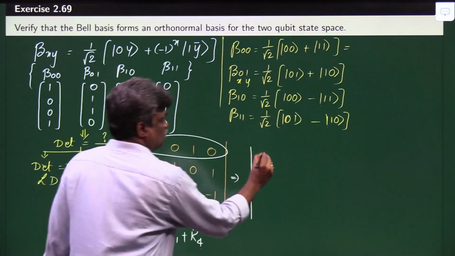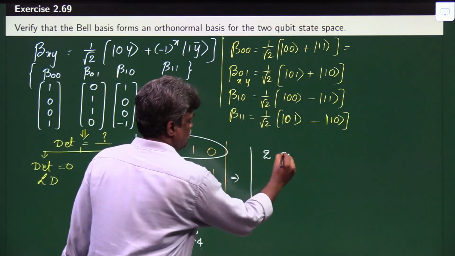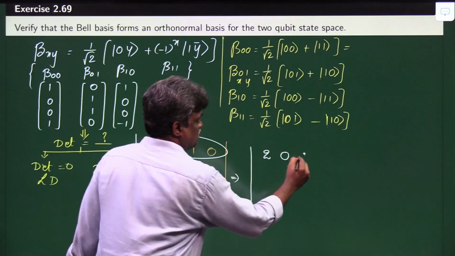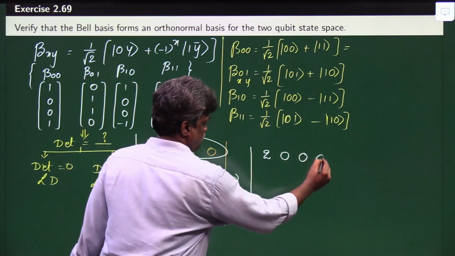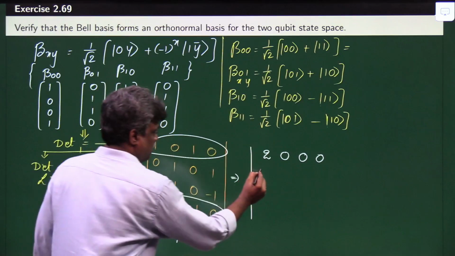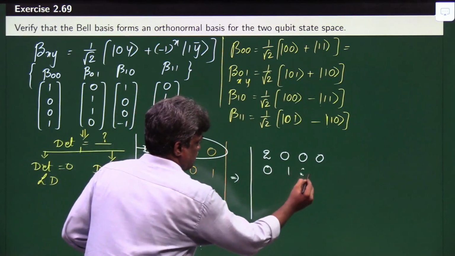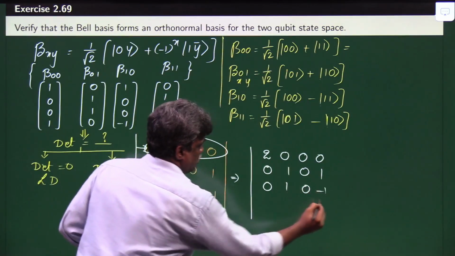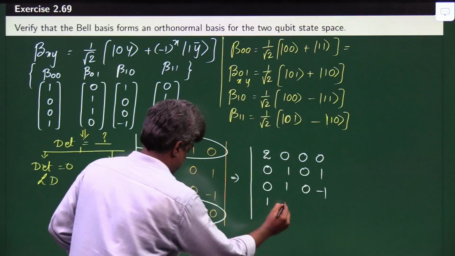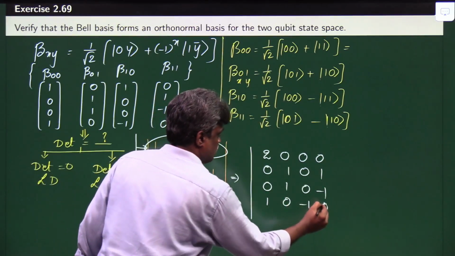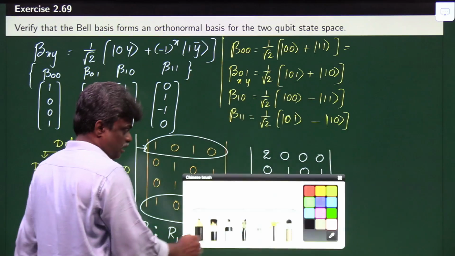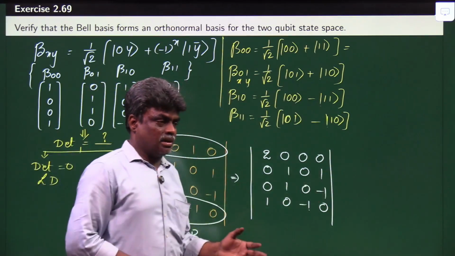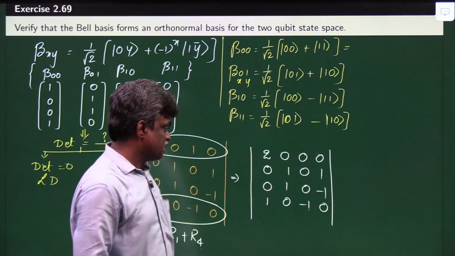So 1 plus 1 is 2, and the next element is 0, the next element again 0, and again 0. The remaining rows have no change and stay as they are, and the fourth row also stays as it is. Now it is enough to expand this determinant.